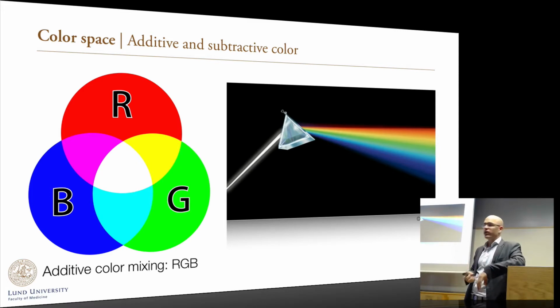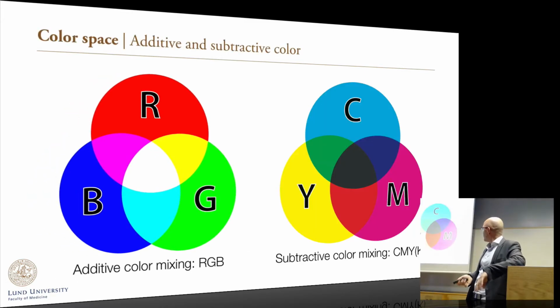But if you think about then painting with crayons or other things that we do on a paper, you know that when you mix these colors, they don't become closer to white. They become darker and darker, and in the end you will get something that almost looks like black if you mix all your possible colors. And that is another color space, and this is called the subtractive color space.